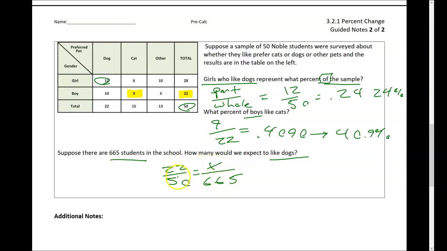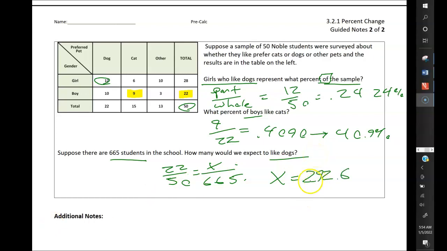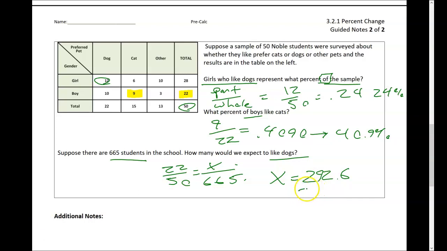Right, so part to whole on both sides, and then we can cross multiply and solve. You guys are also good at that, so I will give you that it comes out to 292.6. So we won't cut any noble students apart into pieces, so we'll do 293 students. So we'll round up there.